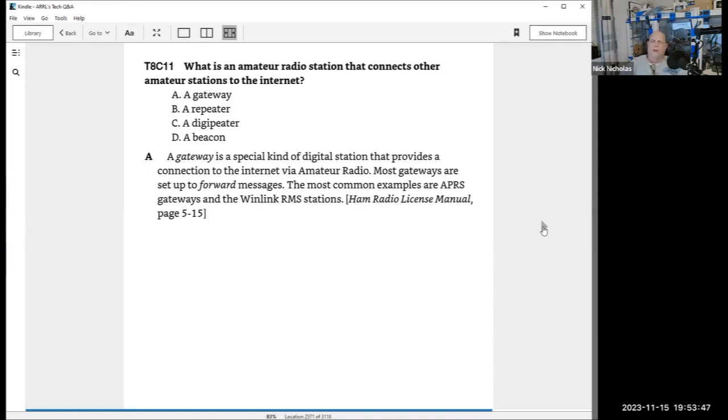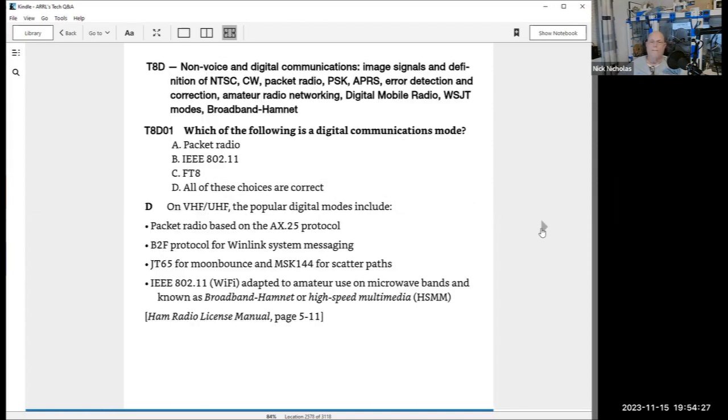What is an amateur radio station that connects other amateur radio stations to the internet? And that is a gateway. Repeaters connect as a gateway, but technically the device that links you to the internet is a gateway from RF to the gateway, or through the gateway to the internet. Down here is a great explanation. Most common examples are APRS gateways and WinLink gateway stations. And you'll be familiar with them in no time playing with them if you get into digital radio.